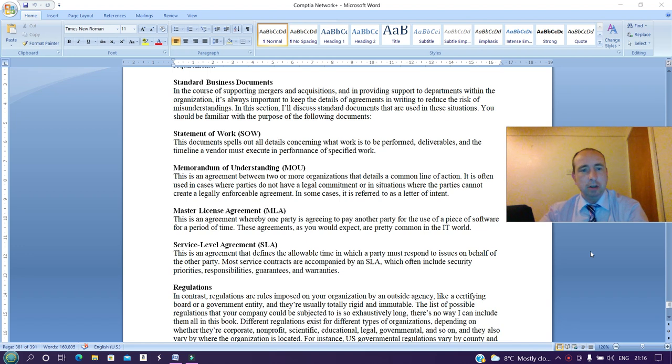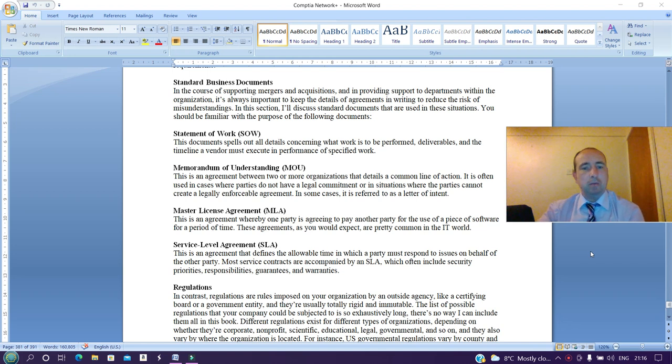In the course of supporting mergers and acquisitions and in providing support to departments within the organisation, it's always important to keep the details of agreements in writing to reduce the risk of misunderstandings. In this section, I'll discuss the standard documents that are used in these situations. You should be familiar with the purpose of the following documents.